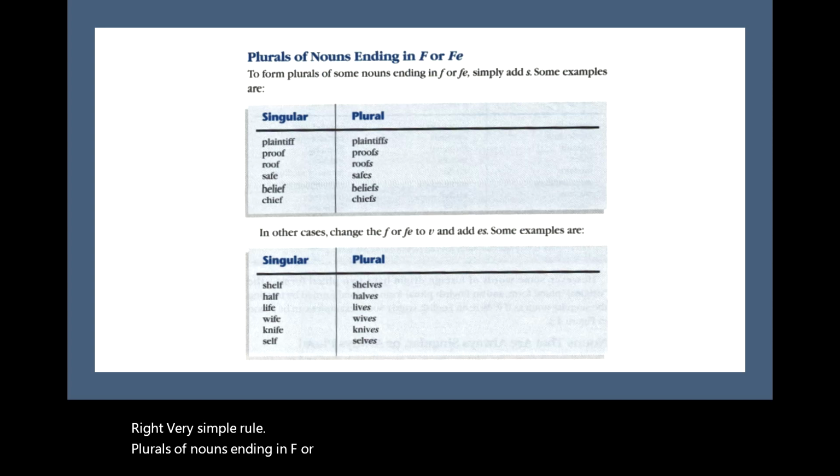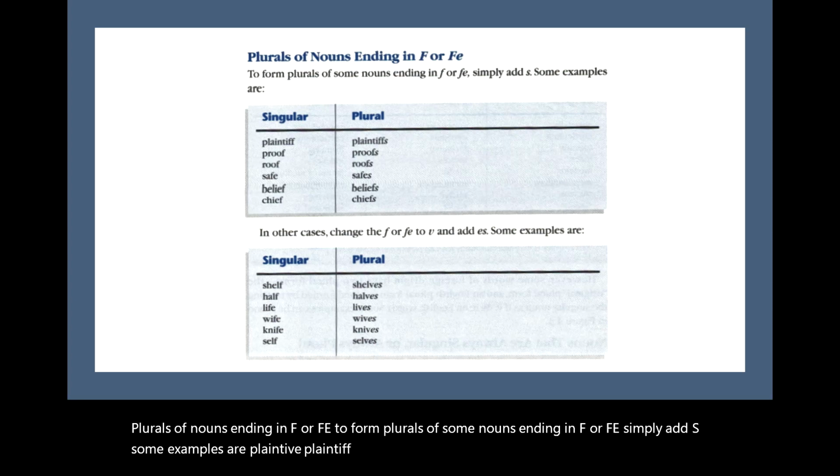Plurals of nouns ending in F or FE. To form plurals of some nouns ending in F or FE, simply add S. Some examples are plaintiff, plaintiffs, proof, proofs. In other cases, change the F or FE to V and add ES. Some examples are shelf, shelves, half, halves.